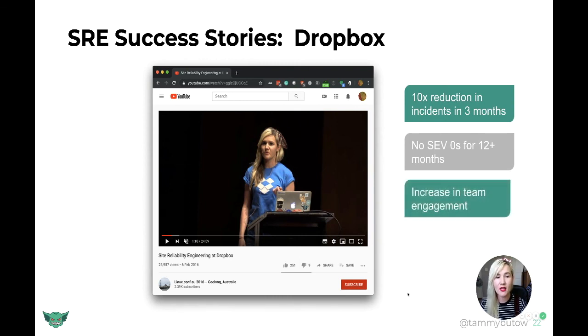And we also had an increase in team engagement because obviously people are more happy when they don't have to get paged in the middle of the night. And your team can remain at a good size. You don't have to continuously onboard new people and train them up because you just have so much manual ops work to do. We also had a reduction in on-call time, which was awesome too.